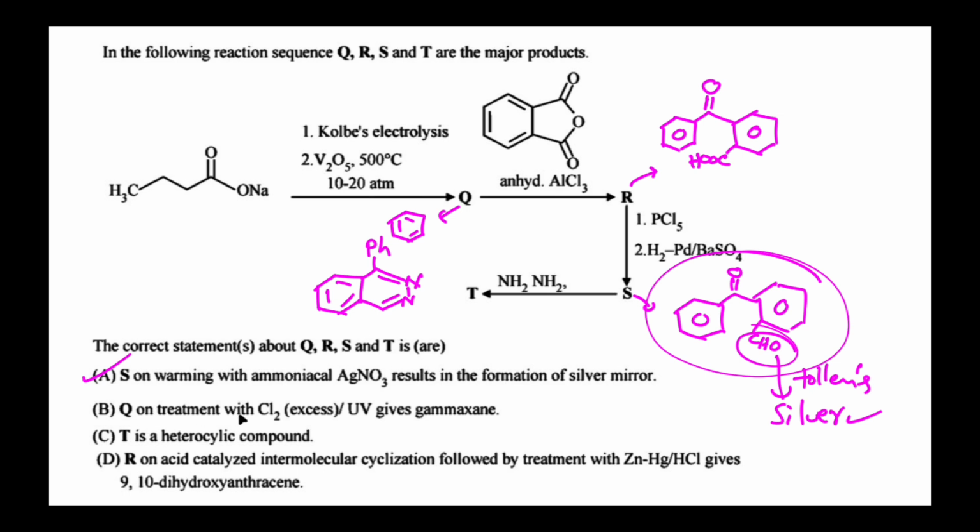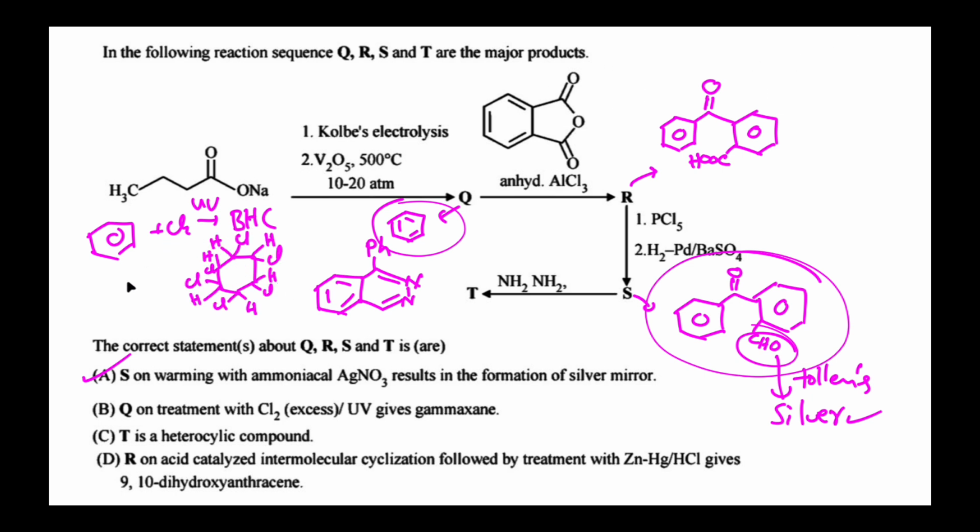Then Q on treatment with chlorine. So Q is the benzene ring. Benzene ring on treatment with excess chlorine in presence of UV light gives BHC, benzene hexachloride. Benzene hexachloride is formed. This BHC is also called gammexane.